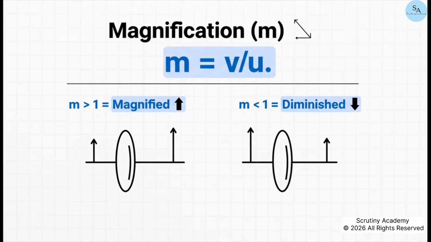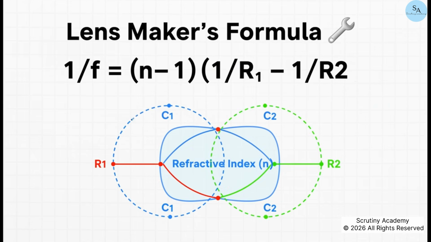And what if you want to know how big the image is? Just use the magnification formula. It's a simple ratio. Image distance divided by object distance. If m is bigger than 1, the image is magnified. If it's less than 1, it's smaller. That's it.